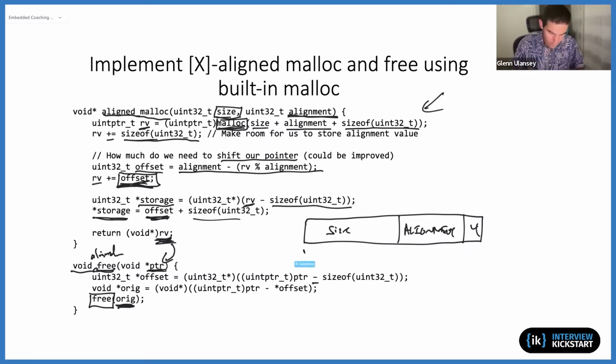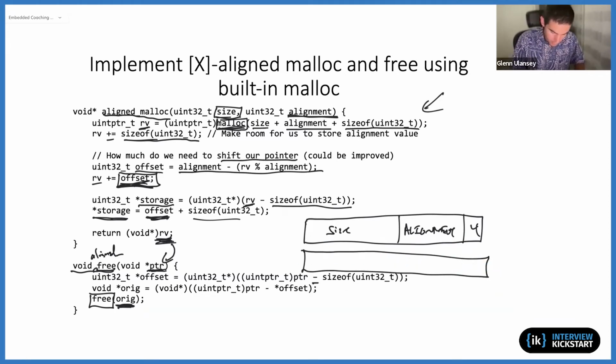And now what I'm doing is I am going to return some address like right here, such that I still have size bytes remaining. And then right here in this space, I am going to store how much I had to shift. Let's do it in different colors so it's not just all the same thing. How much did I have to shift to make this pointer correctly aligned? I'm going to store that data right here.